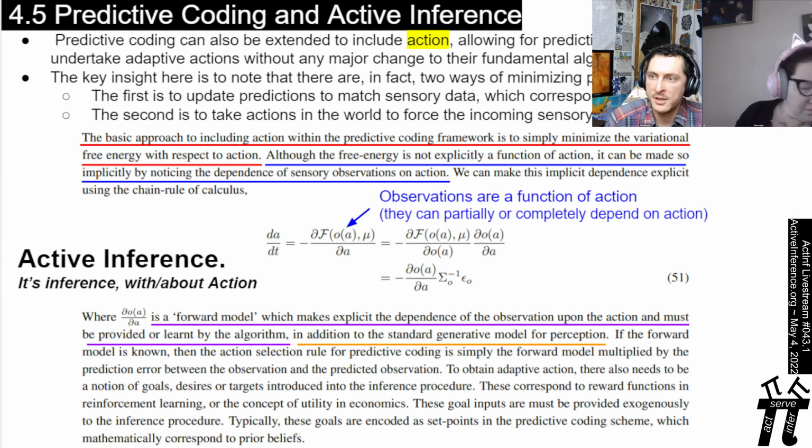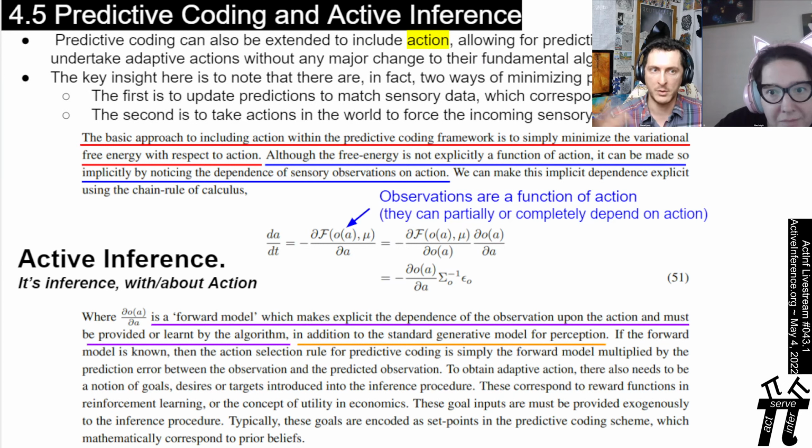The basic approach to including action within the predictive coding framework is to simply minimize the variational free energy with respect to action. Free energy is not explicitly a function of action up until equation 51. It can be made so implicitly by noticing the dependence of sensory observations on action. So if your future sensory observations don't depend on that kind of action, this is like an extraneous calculation. Like if you have a coin flip and you're rolling a dice and they don't influence each other, then they're conditionally independent.